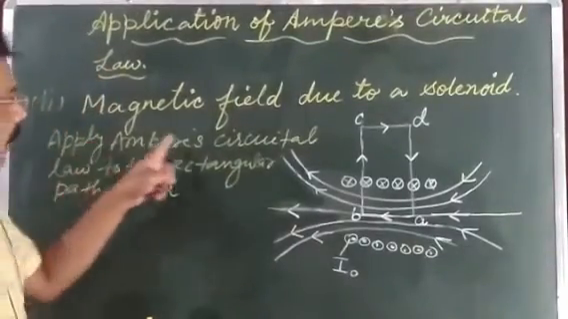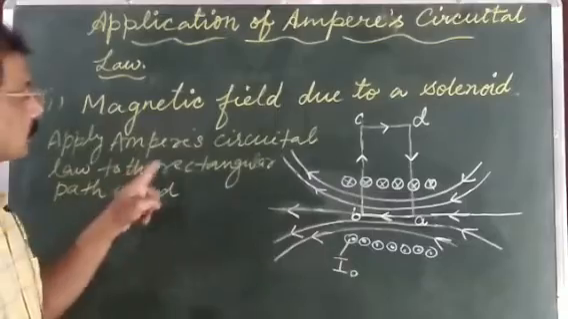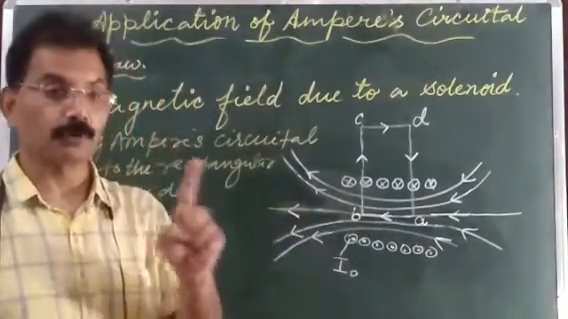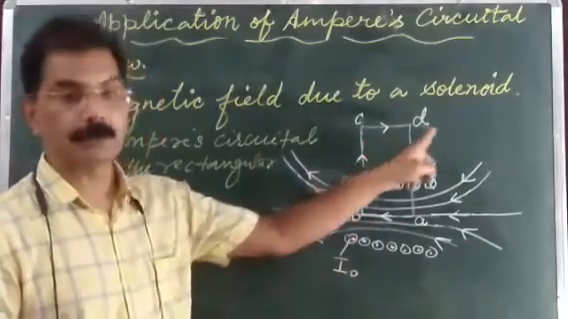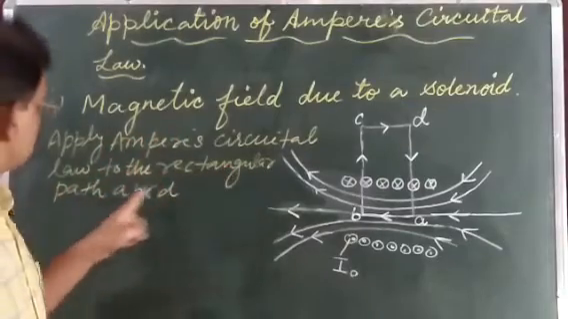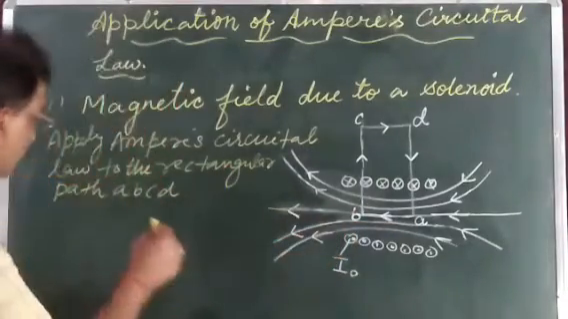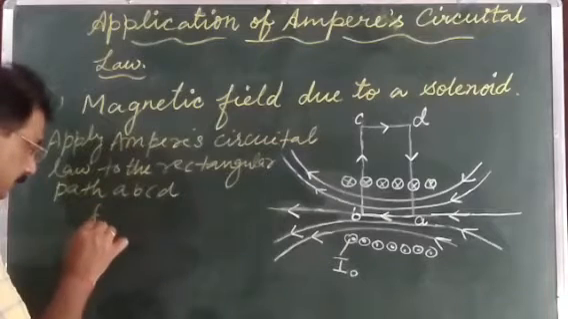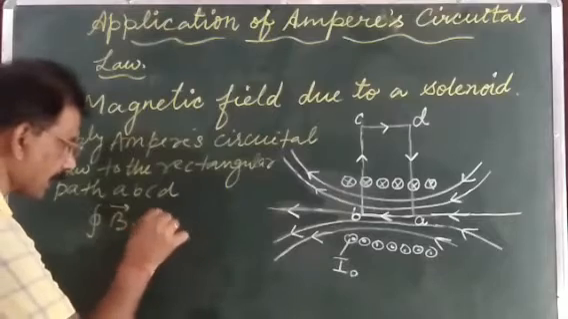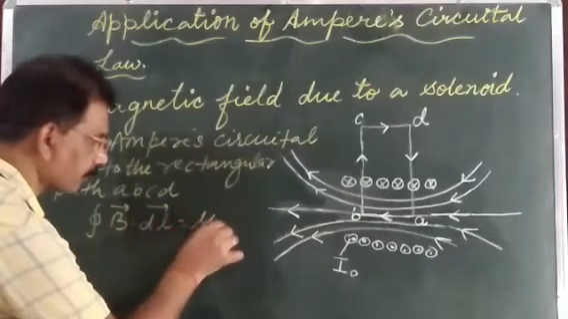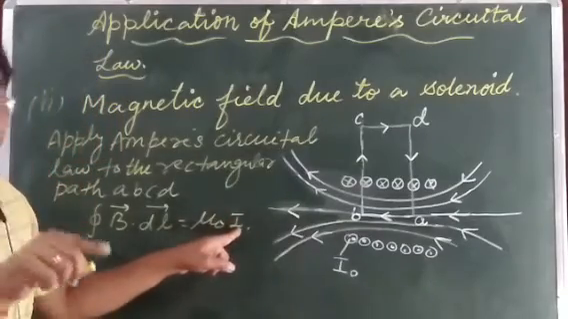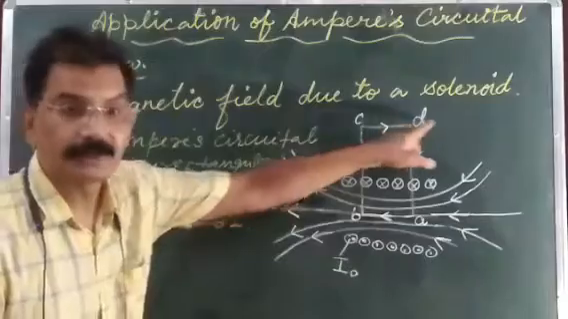Now we apply Ampere's circuital law to the rectangular path ABCD. As already I have told you, rectangular path means closed path, and you know Ampere's circuital law is applicable for a closed path. So now when we apply the Ampere's circuital law to the rectangular path ABCD, we can write whole integration B dot dl is equal to mu naught I. And remember this, here I be the current enclosed by this rectangle.